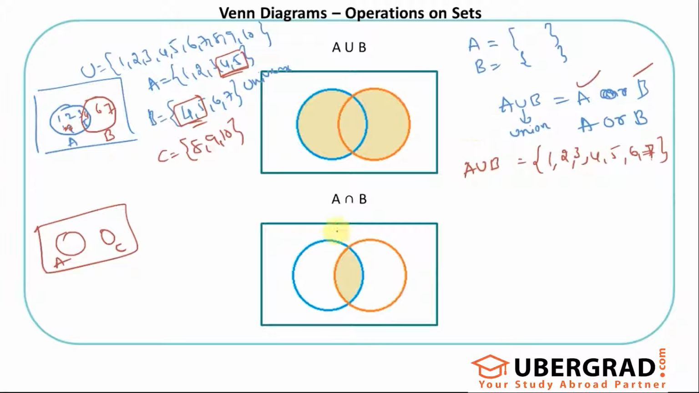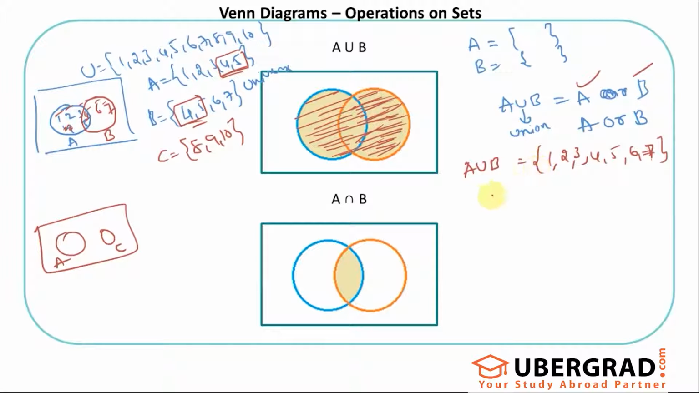That's why when I draw a picture, A union B is basically everything, all of this. That's why the color is done for the entire two circles. 1, 2, 3, 4 and 5 are in A, 6, 7 in B, I have to include all of these elements. That's why I count the entire area, the overlapping zone as well as the individual circular zones.